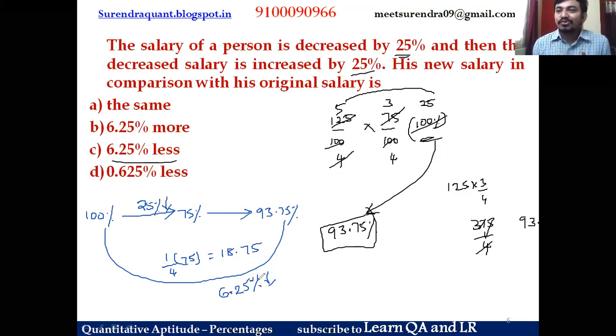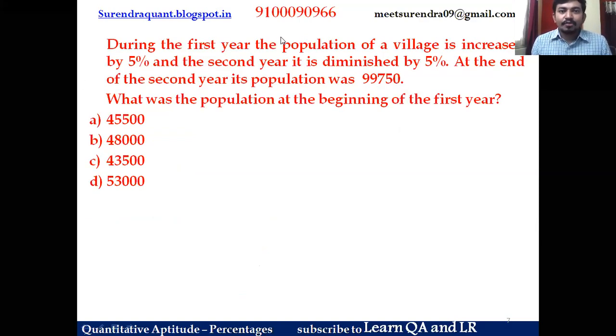My job is to give you various options of learning, right? Okay, let's go for one more such interesting question. With this, I hope you will clear all your doubts. During the first year, the population of a village is increased by 5%, and the next year, it is diminished by 5%. At the end of the second year, its population was 99750. What was the population at the beginning of the year? Friends, actually I forgot to make one option E, which is 1 lakh. Option E is 1 lakh.